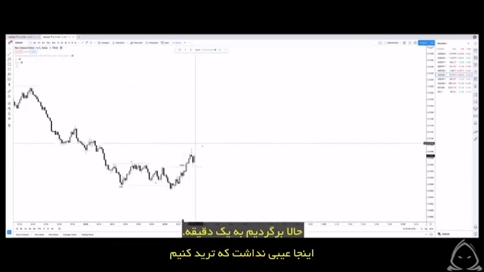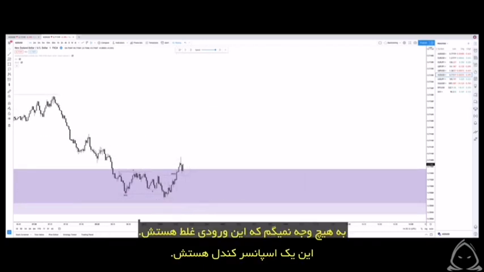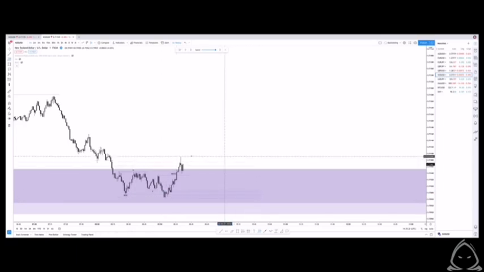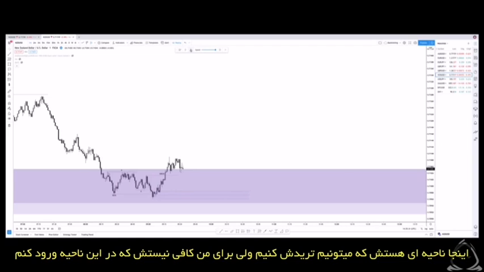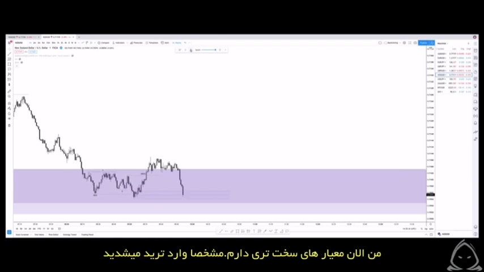So going back to the 1 minute, again, there's nothing wrong with this. I'm not slating this entry by any means at all. You can say this here is a sponsored candle. If you were looking to take this, you could have literally taken the 50% of this sponsored candle, because we've swept some liquidity, we've broken structure. This is the area I would look to take the trade, but for me it's not enough to go off of simply that area. I just have a stricter criteria now.